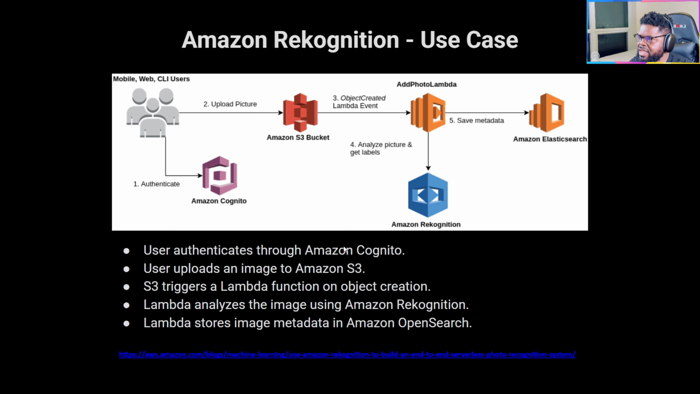So if you see it here, user upload authenticates through Cognito, just like it is in the image. They upload an image to S3. They will trigger a Lambda function on object creation, and the Lambda will analyze the image. In our own case, we did Rekognition, but the Lambda can also analyze the image and get attributes from Rekognition, and then store that in OpenSearch, or Elasticsearch, and then you can use that if you wanted to more or less like search.